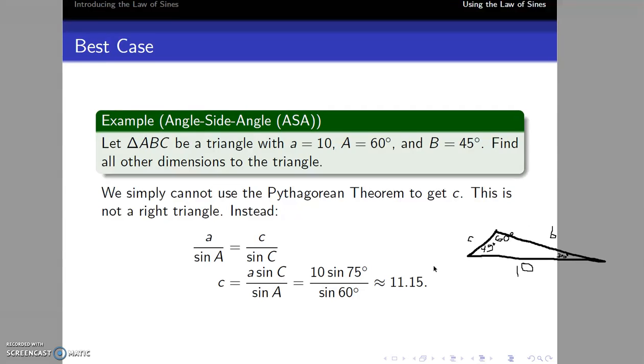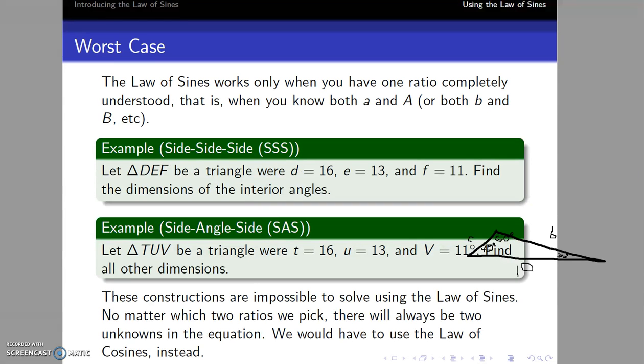Here's the bad news. Okay, it's the worst news, actually. The law of sines only works when you have a ratio understood. You have to know A and angle A, or you have to know B and angle B, or you have to know C and angle C. If you don't have any full ratio, the law of sines falls apart entirely.